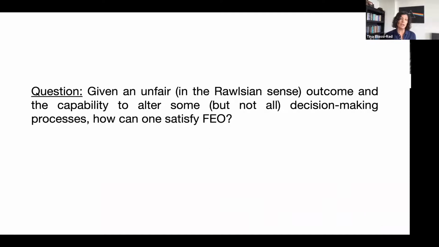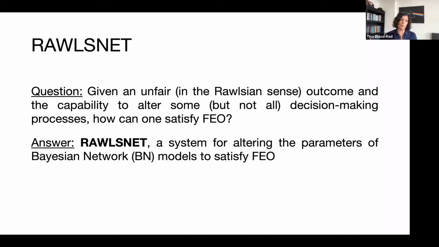So this turned our question of can you generate aspirational data into the question of, given an unfair outcome, in the Rawlsian sense, in this FEO sense, and the capability to alter some of the decision-making processes, how can we satisfy this FEO? Where then we are guaranteed that we have a process that's generating data that satisfies FEO. And so we came up with this system called Rawlsnet, which is a system for altering the parameters of a Bayesian network to satisfy FEO.